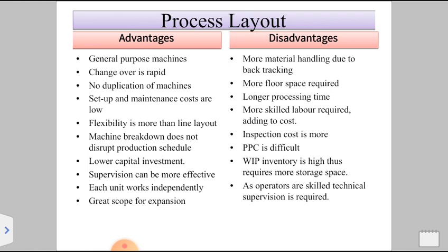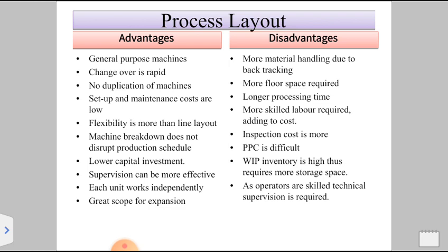Then disadvantages, more material handling due to the backtracking. Yeah, so there is a group of machineries, but there is only one machinery of each kind, so if there is a requirement of rescheduling or reworking process, they have to handle material multiple times. Then more floor space required. Yeah, obviously. Then longer processing time because the machineries are grouped in a particular department, so after the completion of a particular activity it goes to another department, and maximum time is required.